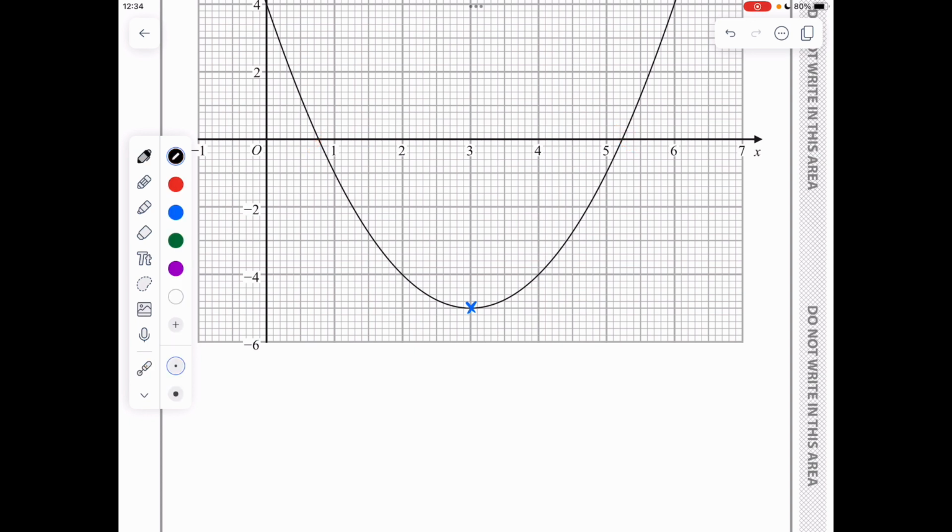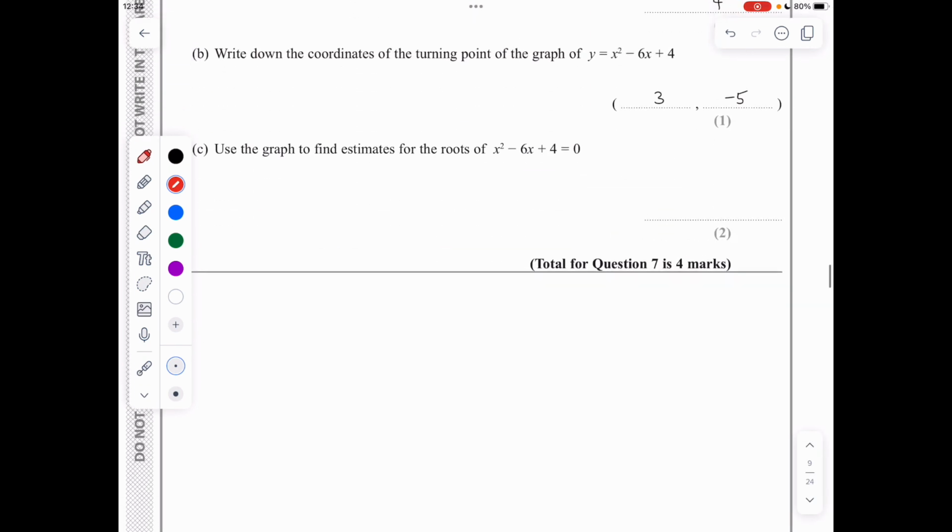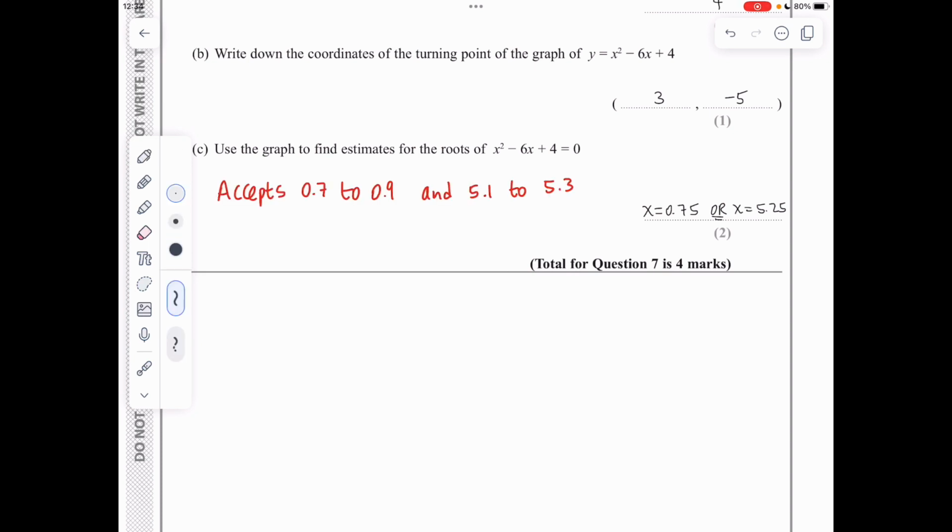So we can see that this here is 0.75, and this here is 5.25. So we will be reporting two solutions. There are two cuts here. We get that x is 0.75 or x is 5.25. Do bear in mind that the examiner here is accepting anything between 0.7 and 0.9 and 5.1 to 5.3.